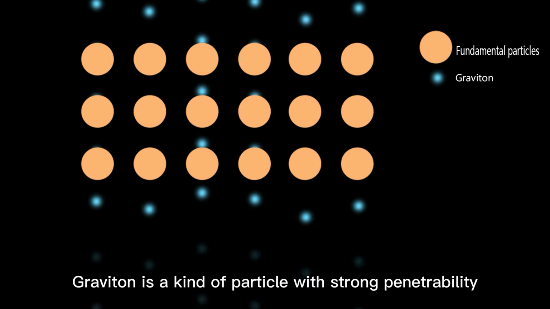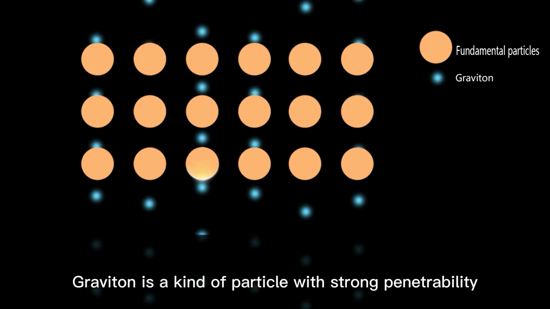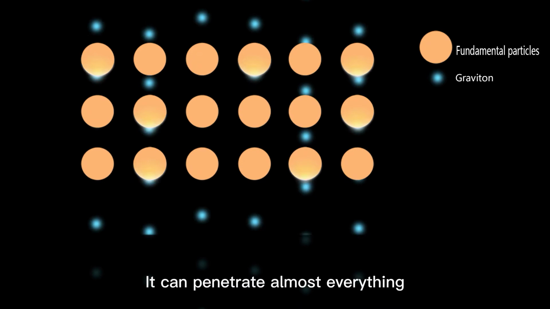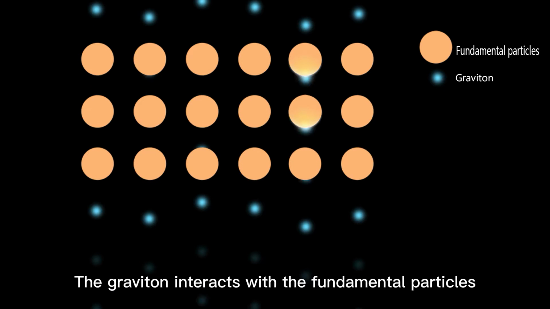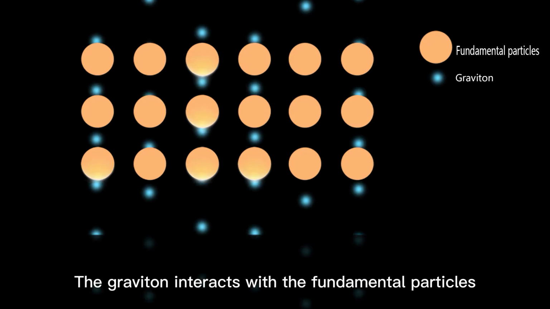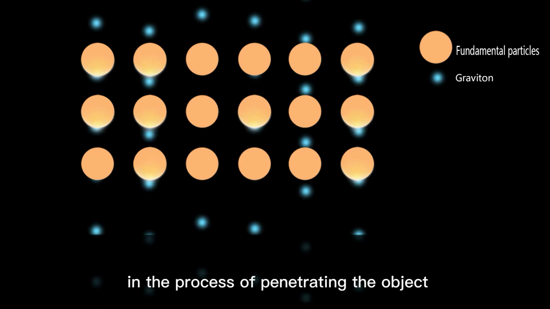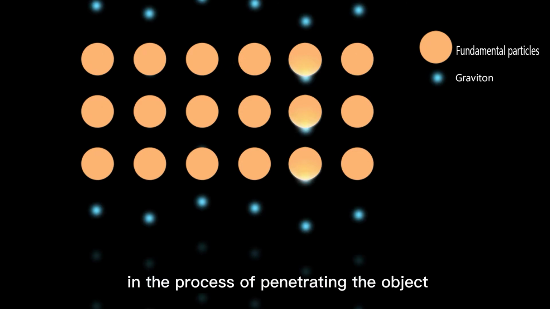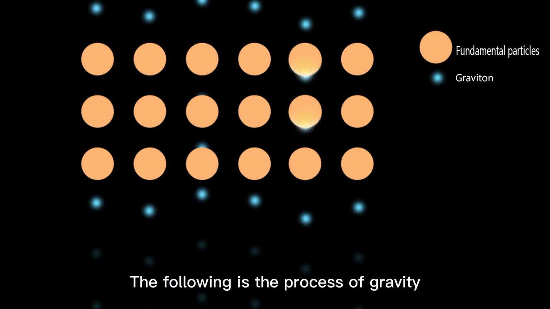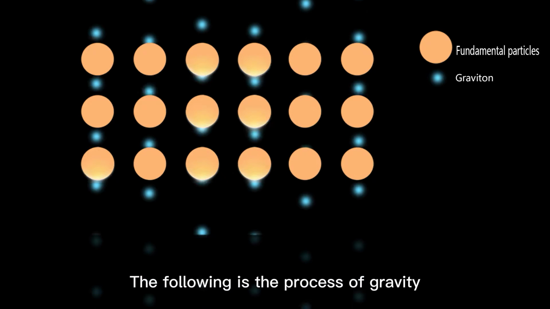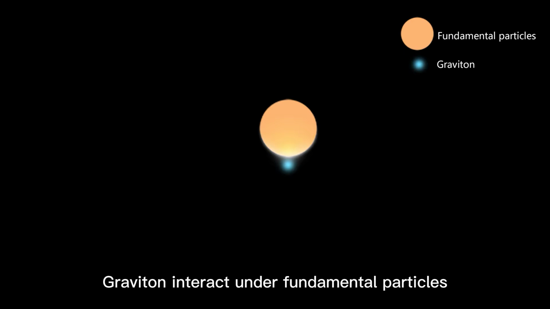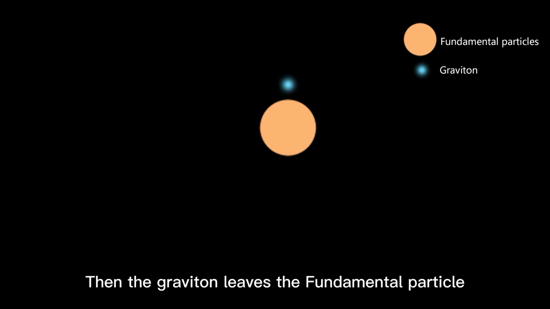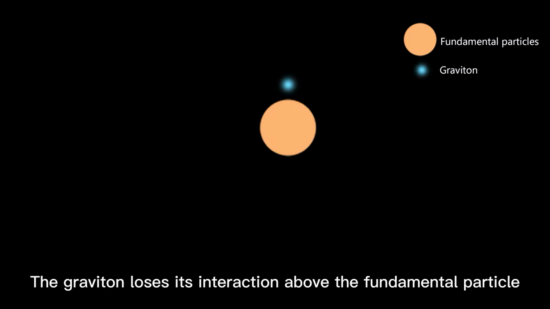Graviton is a kind of particle with strong penetrability. It can penetrate almost everything. The graviton interacts with the fundamental particles in the process of penetrating the object. The following is the process of gravity. Graviton interacts under the fundamental particle. Then the graviton leaves the fundamental particle. The graviton loses its interaction above the fundamental particle.